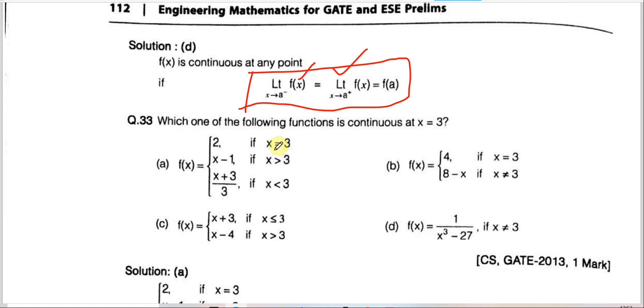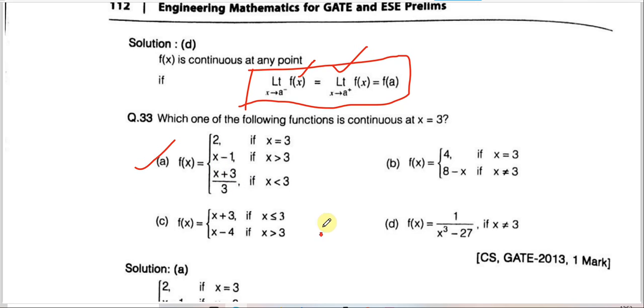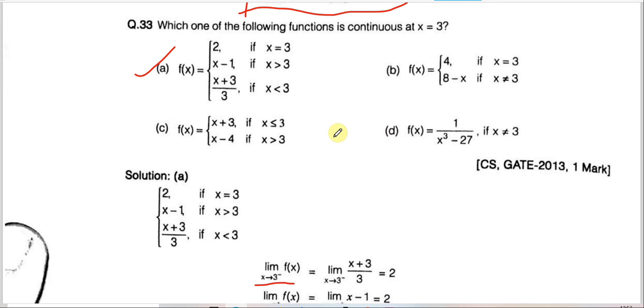Now we have to check the continuity at x equal to 3. So what we will do? Simply check the values at 3 plus, 3 minus and 3. Put x equal to 3, it will be 2. And if you put 3 here, it also comes 2, so 2, 2, 2. So this option is correct. The other options you can check, they will not come.